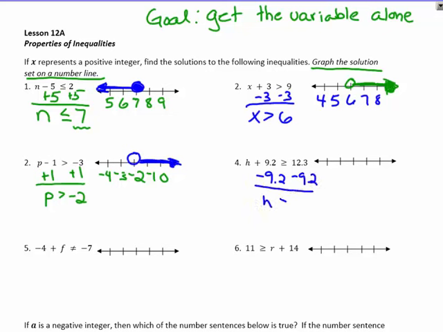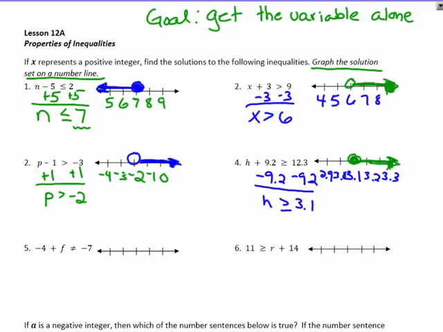So h is greater than or equal to 3.1. Now when I put this on my number line, I'm going to go up by tenths. So 3.1, 3.2, 3.3, 3.0, 2.9, which I know got a little messy, sorry. My circle goes at 3.1. It has the or equal to, so I'm going to color that in. And it is greater than, so I'm going to shade to the right.